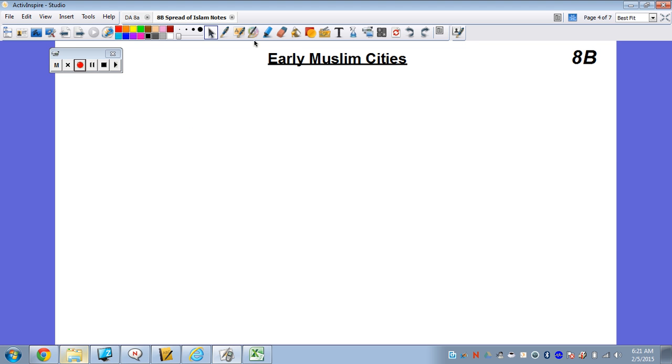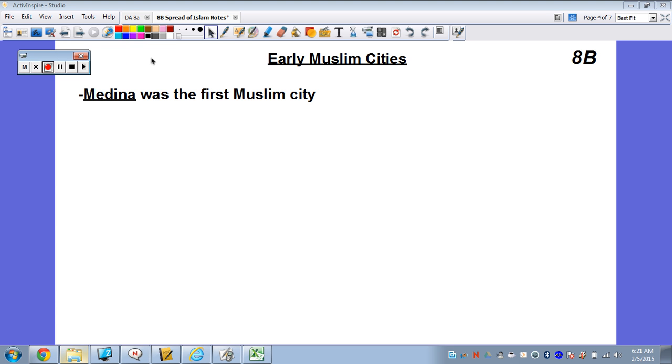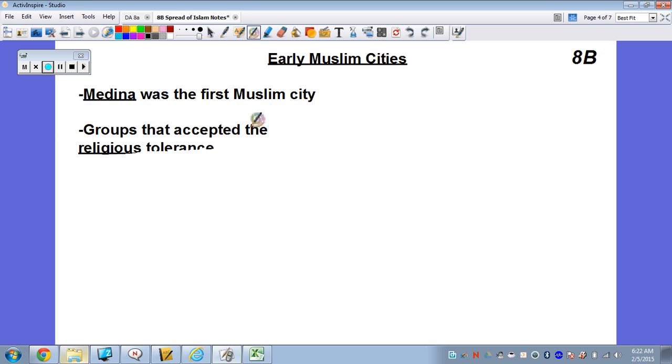Alright, so let's flash to where we were coming off of 8A. Muhammad and his early followers had fled the city of Mecca to the city of Medina. And as we said, Medina is our first Muslim city. Muhammad's teachings were rejected early on in the city of Mecca, so he had to move to Medina to be accepted.